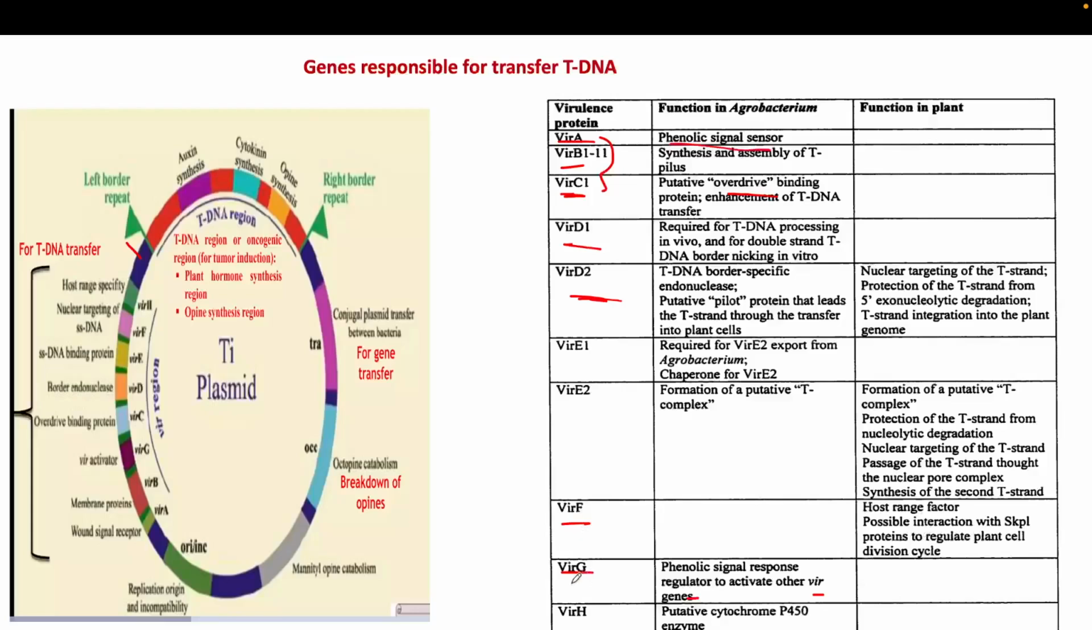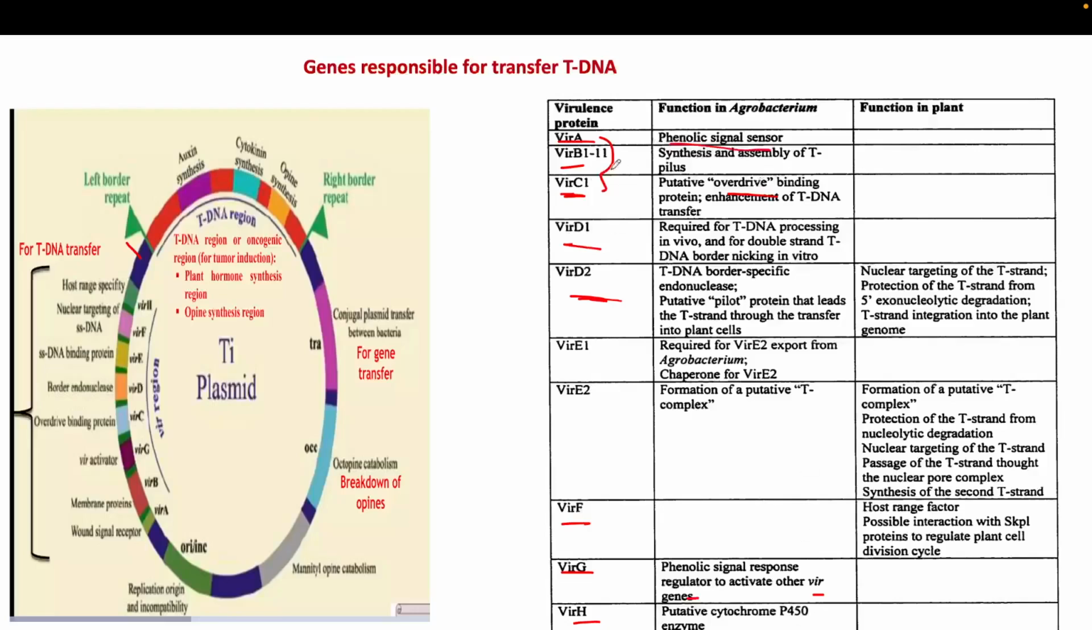The next one is vir G, which is responsible for the activation of other vir genes. Then you have vir H, a putative cytochrome P450 enzyme. It is also not very essential for T-DNA transfer. It is responsible for the Agrobacterium photosynthesis. Then you have the vir J gene, a putative T-strand binding protein. It also acts like the E2 protein, binding with the T strand as a T-strand binding protein.